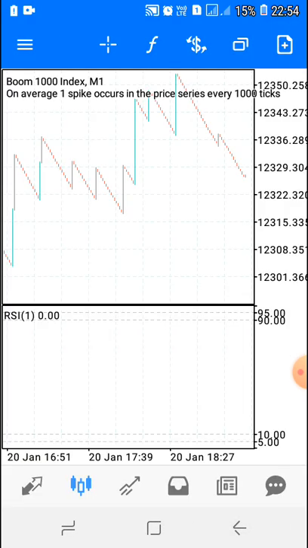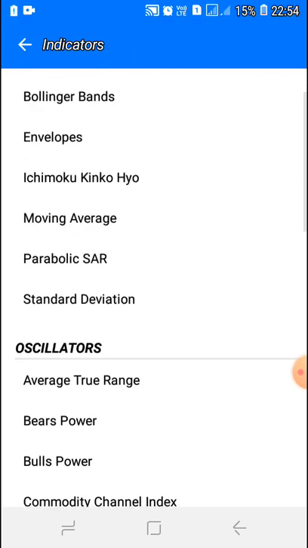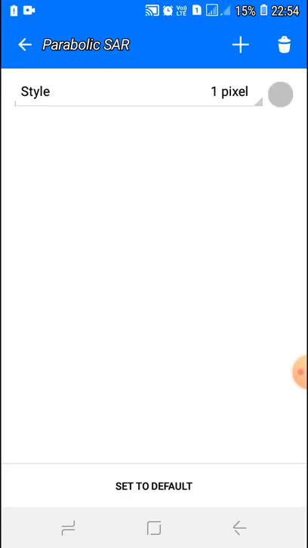So once you're done with that, the next thing you're going to do is add your Parabolic SAR. Okay, Parabolic SAR. Now make sure that your parameters stay the same. Step 0.02, maximum 0.2, style 2 pixel green, levels nothing.